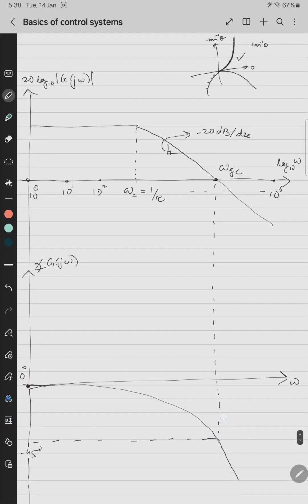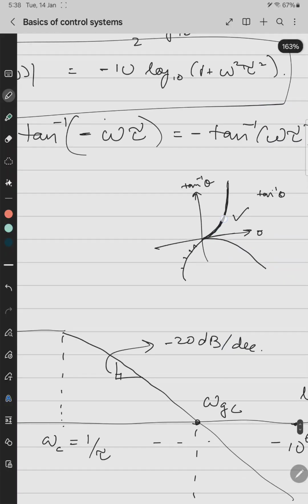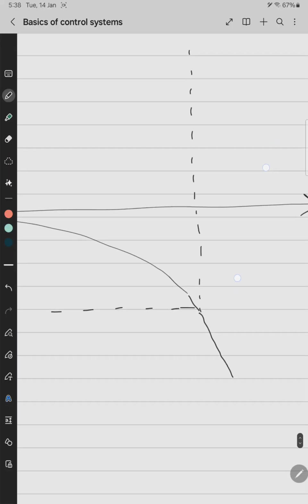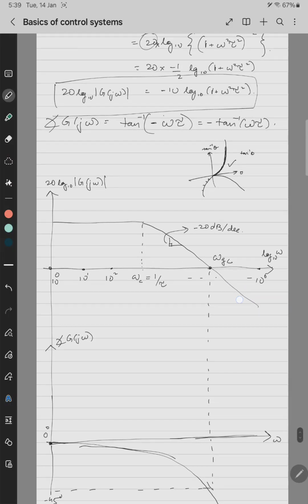And then what happens? As the omega becomes infinity, it becomes parallel to this axis. Similarly, it should become parallel to the omega axis. So it will be like this. Okay, I think it's not drawn properly. Let me redraw it again. So it becomes parallel to this. So at infinity, what is the angle that we have to see?